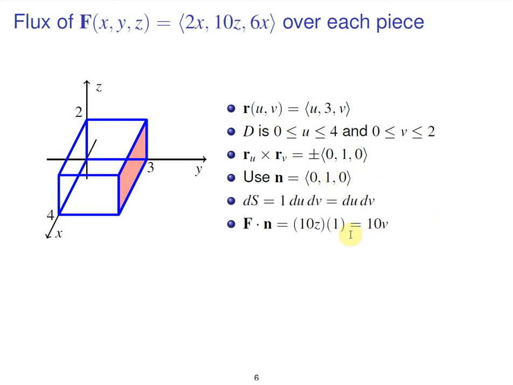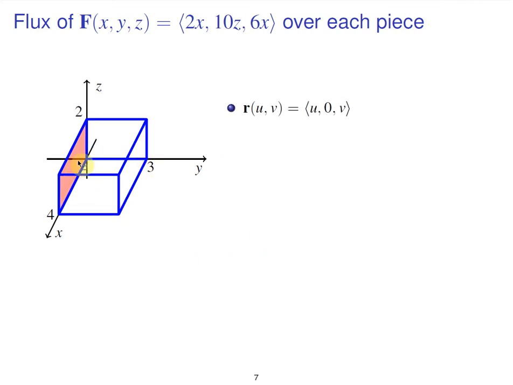There's ds, and we're going to dot this vector with this vector and get 10z times 1. The other entries here being 0 and 0 means you don't get this 2x, so that's 6x. And you replace the z here with v from the parameterization, so you get 10v, and you set up the integral and you get something like this. We're not going to compute this integral because of what happens when you look at the flux across the surface here on the left.